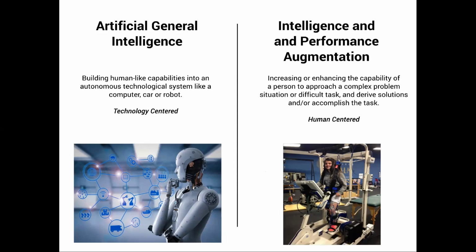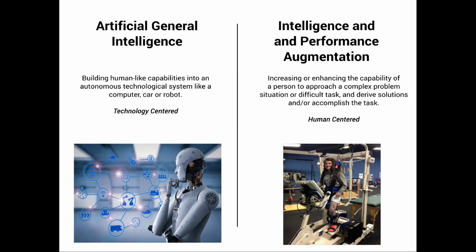This is intelligence and performance augmentation. This is where we use AI to enhance or increase the capability of a person to approach a complex problem or situation or task and derive solutions or accomplish the task. And that picture, by the way, down there is of a young woman who is a quadriplegic who, with the use of AI, is able to use an exoskeleton to walk again. That's typically what we talk about as human-centered AI.